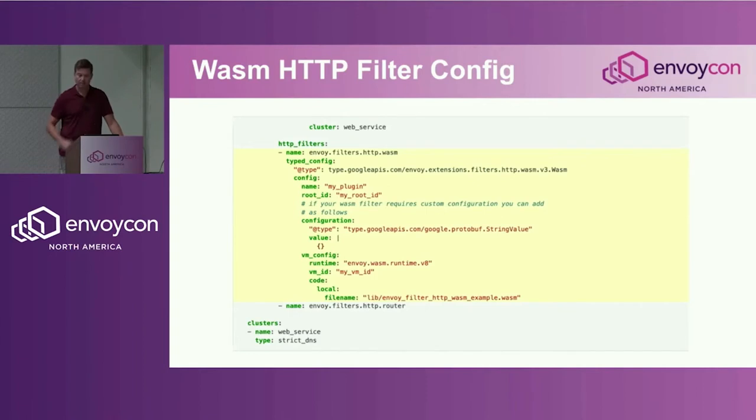Here's an example Wasm HTTP filter configuration. Under the HTTP filter section of the Envoy configuration, we specify that this is a Wasm HTTP filter. We give it its typed config, a name, and an ID for the VM. In this example, we're passing no configuration. But just like the other example, we specify for the HTTP filter where this Wasm bytecode exists.